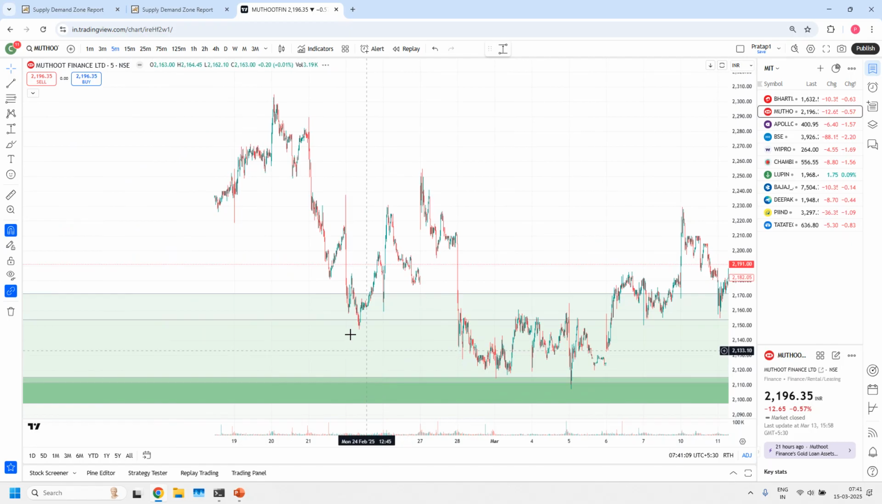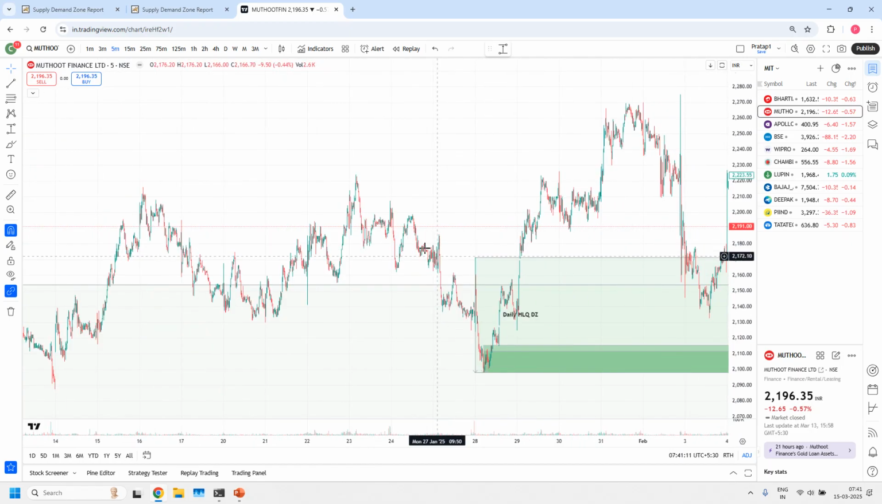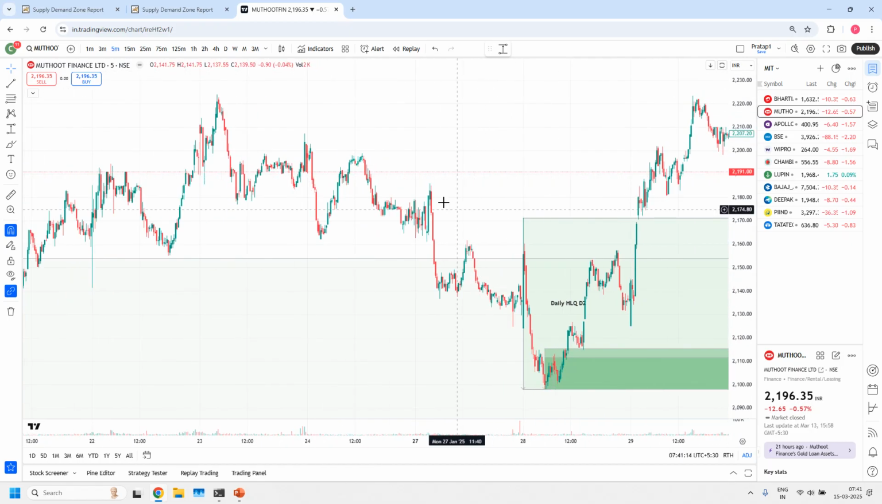Now let's go to the 5 minutes time frame. Within this area, is there any 5 minutes order flow available? Let's find that.